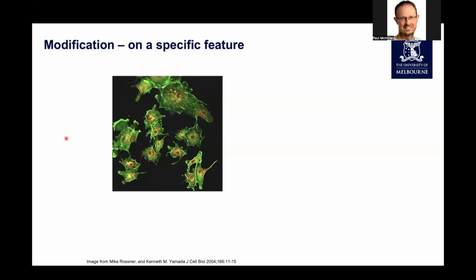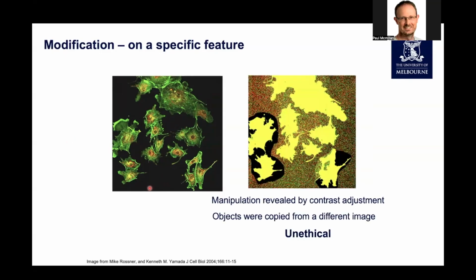Next example is a fluorescence microscope image. So this looks fairly good at the moment. If we go in and make a very simple contrast adjustment, then you can see that these groups of cells here and these groups of cells here have a very different background to the main image, which suggests that they might have been copied in from elsewhere. So again, this is clearly unethical, making these types of modifications within images. And the difficulty now is the journal editors, when you submit a paper, will go through your data forensically like this and try and look for any of these problems.